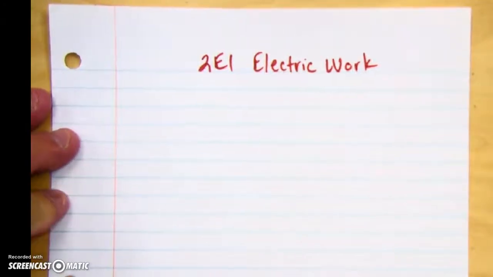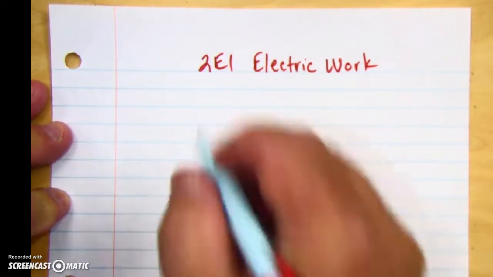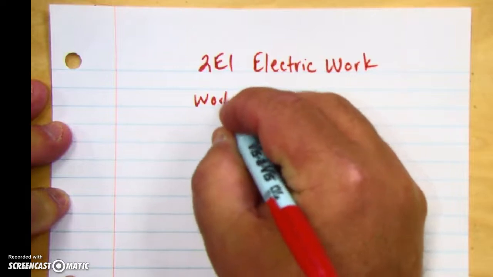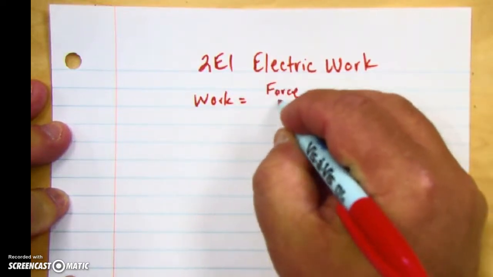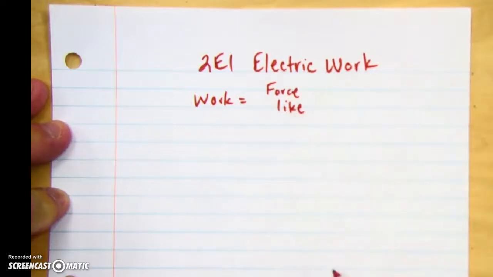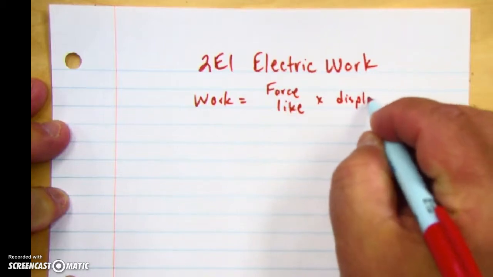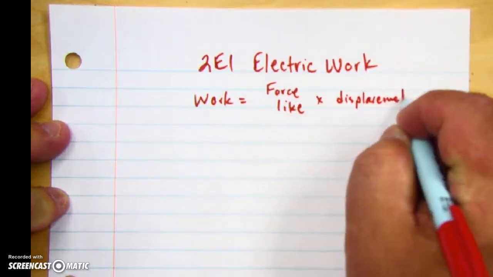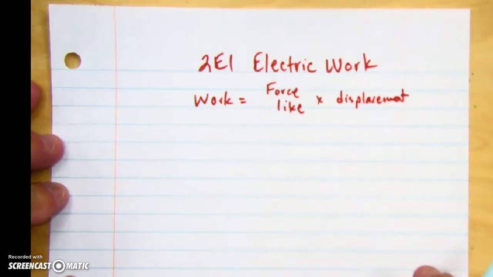Okay, let's talk about electric work. Again, that's going to be work done by an electric charge. Now, our general equation for work is always going to be some type of force-like quantity, in other words, the reason things happen, times what's being displaced. We've already talked about it in terms of a fluid system and a mechanical system. Now we're going to talk about an electrical system.